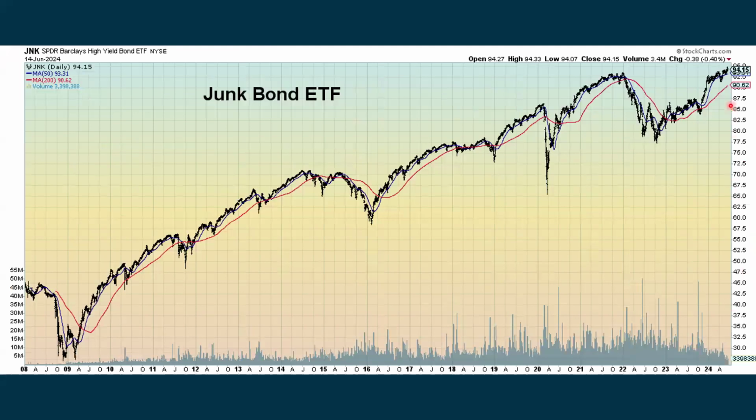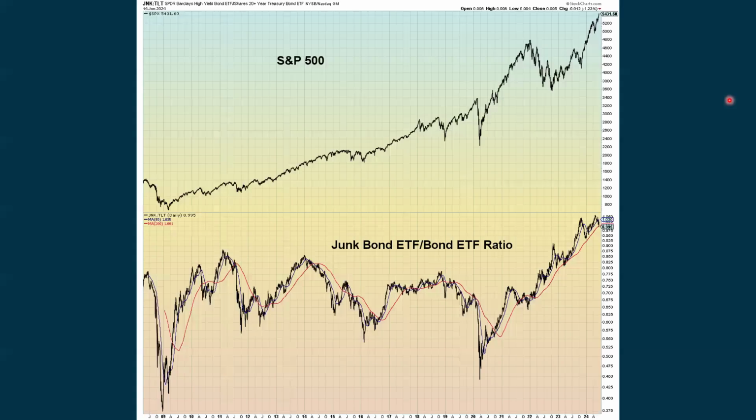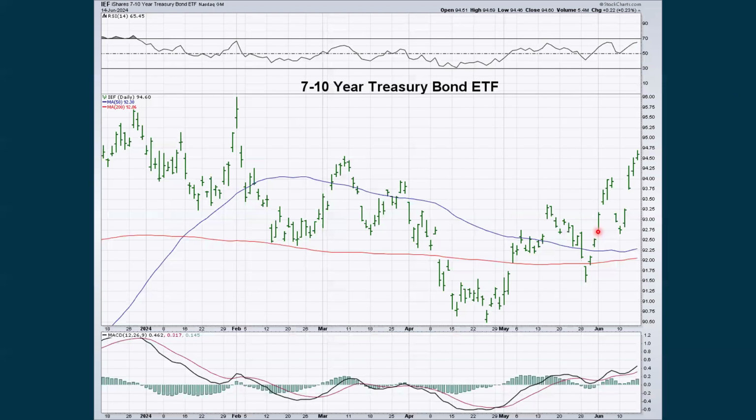Junk bonds are coming off just setting new all-time highs. We look at a ratio between junk bonds and more conservative government bonds. This is still in an uptrend, showing that junk bonds are outperforming, but you can see how we're starting to pull back. If this continues, we might be starting to see a shift in the bond market from more risky bonds to less risky bonds. This is based on price.